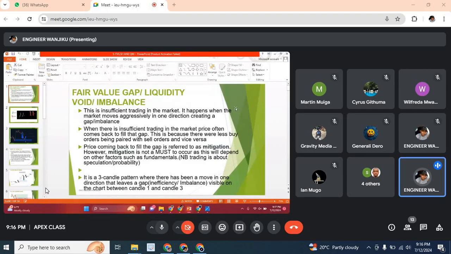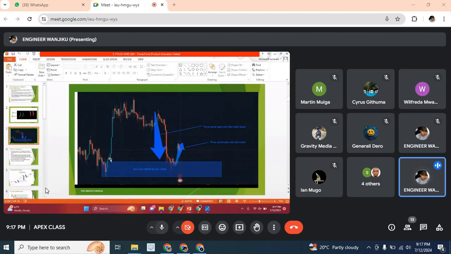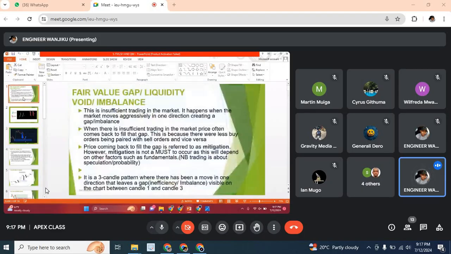It happens when the market moves aggressively in one direction, creating a gap or an imbalance. So when there's insufficient trading in the market, price often comes back to fill that gap. When there's insufficient trading in the market, like at this point right here, the price will always come back to fill that gap. This is because there were fewer buy orders compared with sell orders, and vice versa. So price coming back to fill that gap is what we call mitigation.